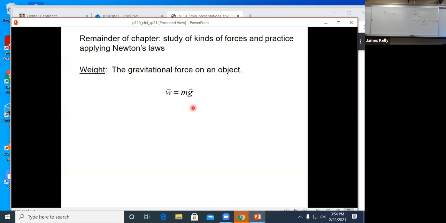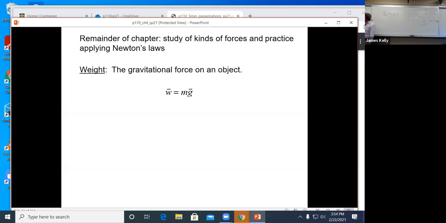Here's the formula for how to calculate the weight of an object. The weight is a force, so I've drawn it as a vector here, right? The direction of that gravitational force is downward towards the center of Earth if we're talking about the surface of Earth. So the weight force is down. To calculate it, you multiply the mass of the object times little g. Little g is that 9.8 meters per second squared number that we encountered earlier.